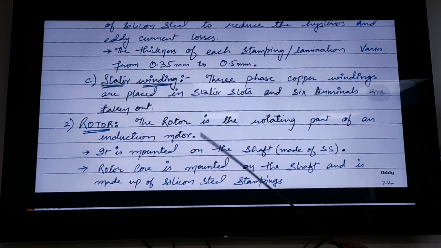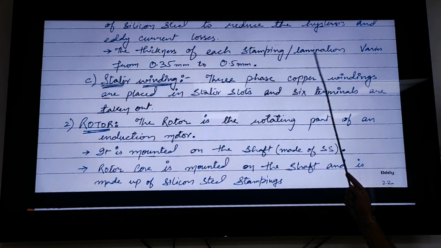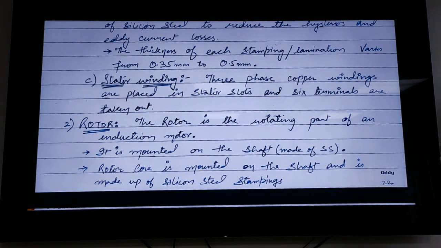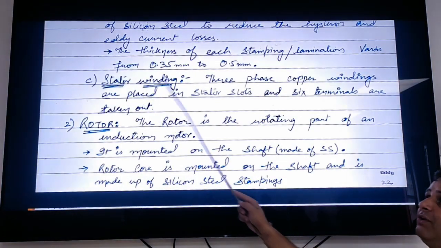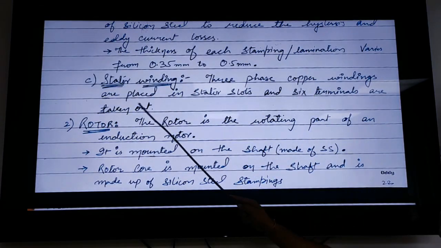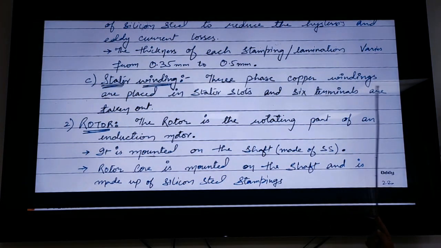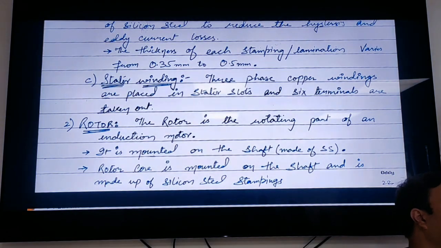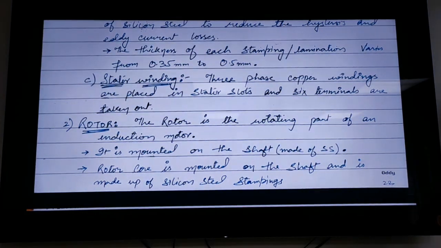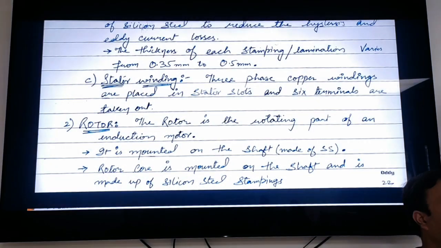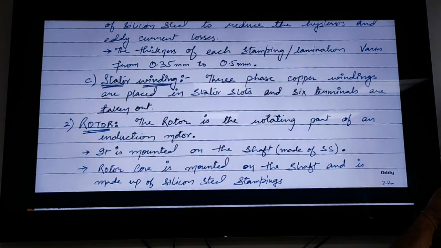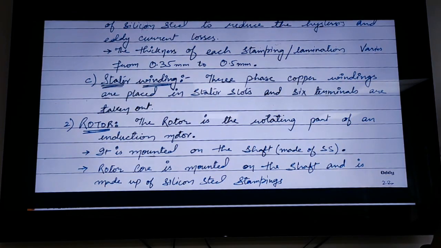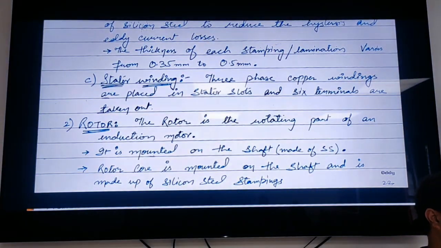Then it says the thickness of each stamping or lamination varies from 0.35 mm to 0.5 mm. This is the thickness of all those stampings. Stator winding: 3-phase copper windings are placed in the stator slots and 6 terminals are taken. So in those stator slots, we are doing 3-phase distributed winding, and the material used in the wire is copper.